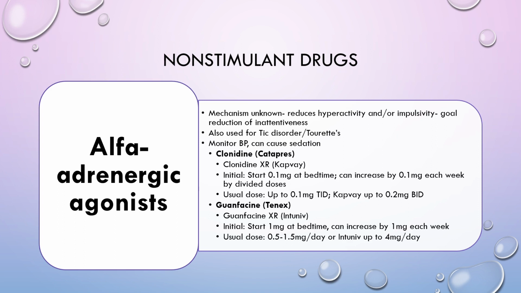Guanfacine or Tenex, there's actually the XR version, is called Intuniv. Initially, we're starting 1 milligram at bedtime, and we can increase by 1 milligram each week. Oftentimes, depending on your case, start 1 milligram for the first week, then increase to 2. Make sure that you get them back within about 2 weeks so we can check on their blood pressure. They can drop their pressure.